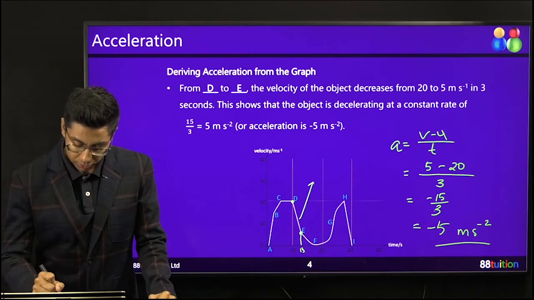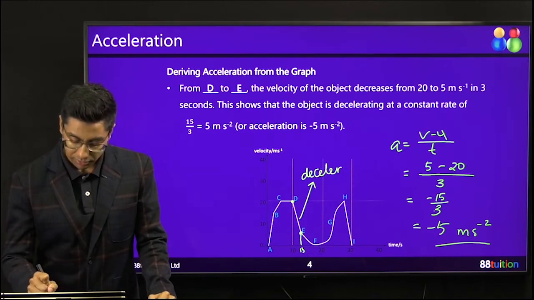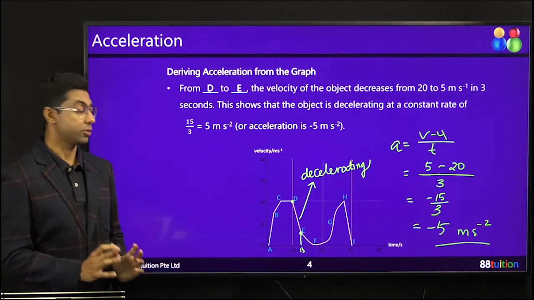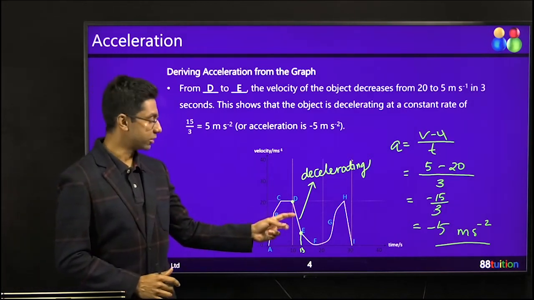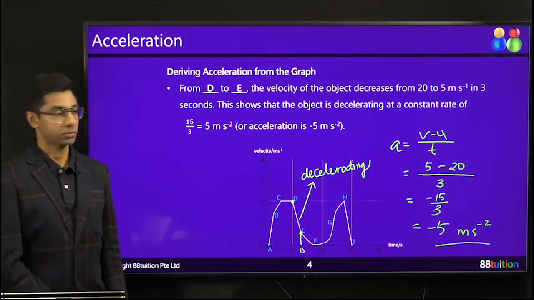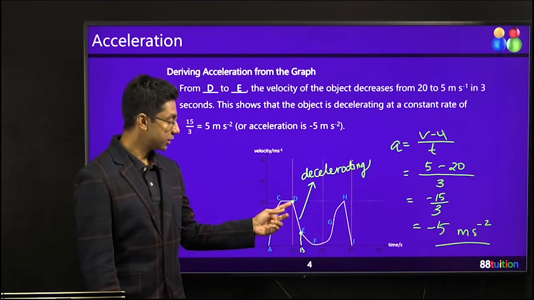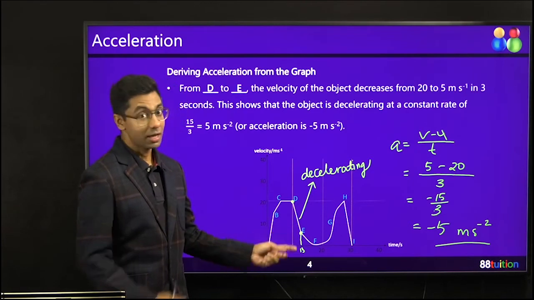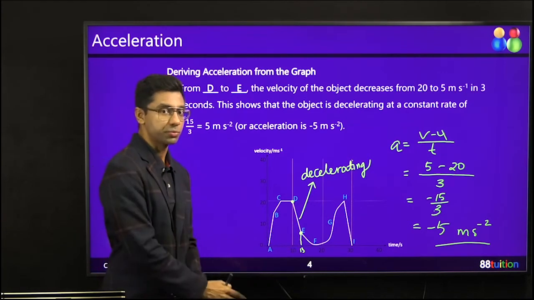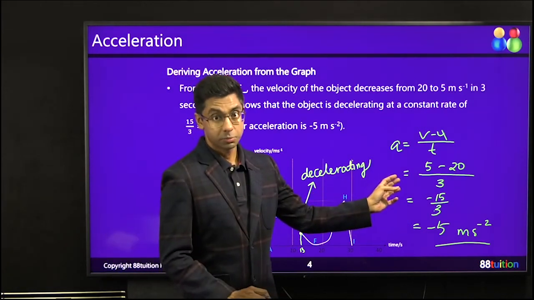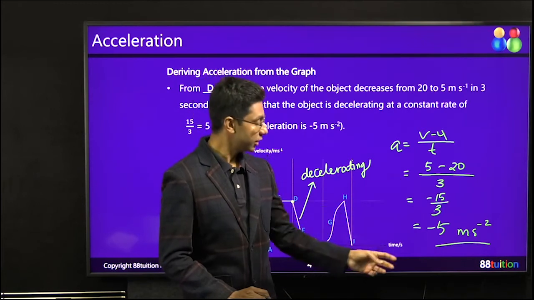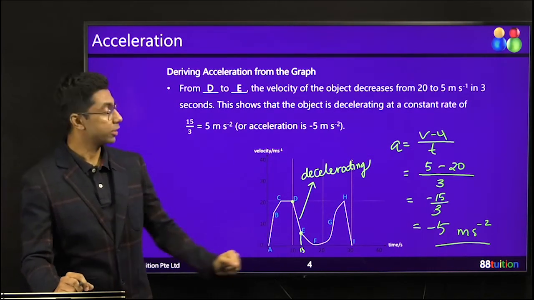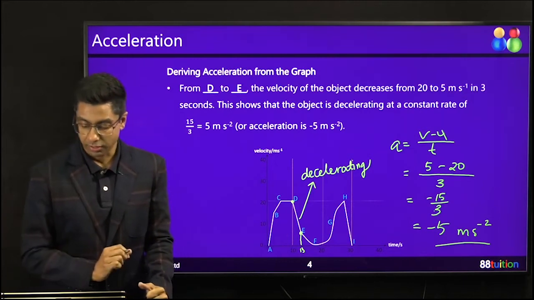Or you can also say the other word that you learned: he's decelerating, which is the opposite of accelerating. So we have to put this info together, right? Accelerating, accelerating, no acceleration, decelerating, slowing down. Why? He was going at a very fast speed, and then 19, 18, 17, 16, 15, 14, 13, and drops all the way to 5. And he did that in just 3 seconds. Zoom, slow down. And that rate of change of velocity is minus 5. I have done the calculation both on the board and also given you the description here. You can read both and understand better.